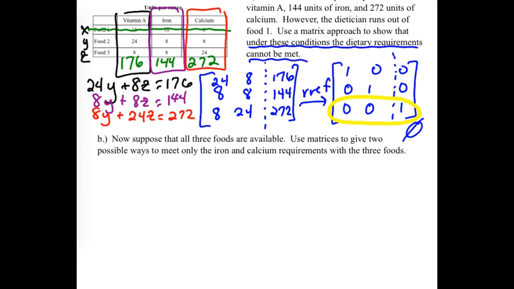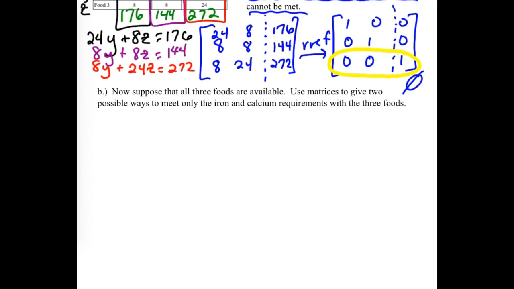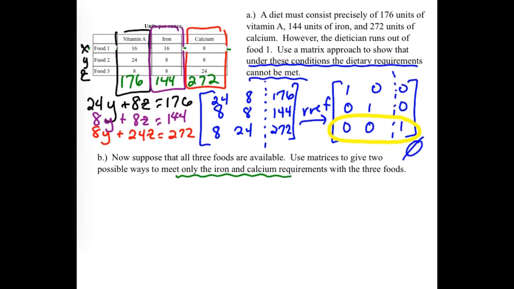Now the last piece says, what if food 3 is now available? So let's go back and we're going to be able to use food 3. And now we want to look at the requirements just for iron and calcium. It says use matrices to give two possible ways to meet only the iron and calcium requirements. So this time around, we're not even going to bother with vitamin A. We don't care about that. We just want to meet our iron and calcium requirements.